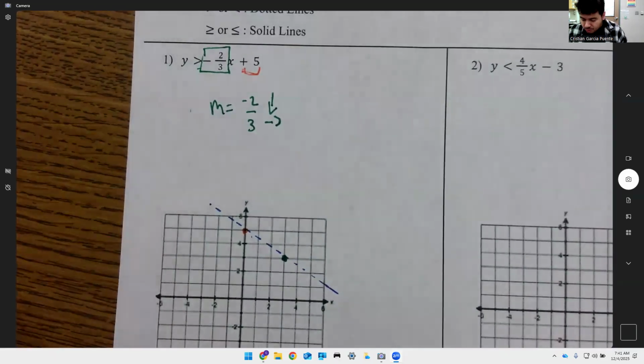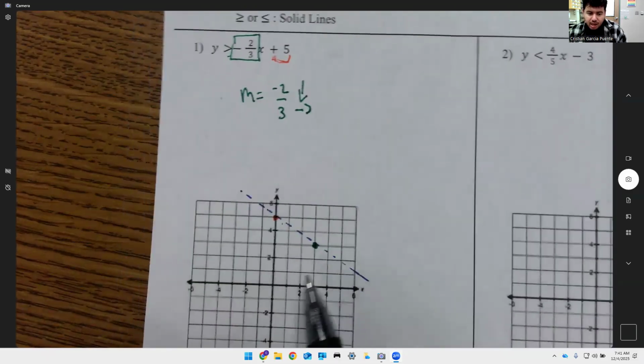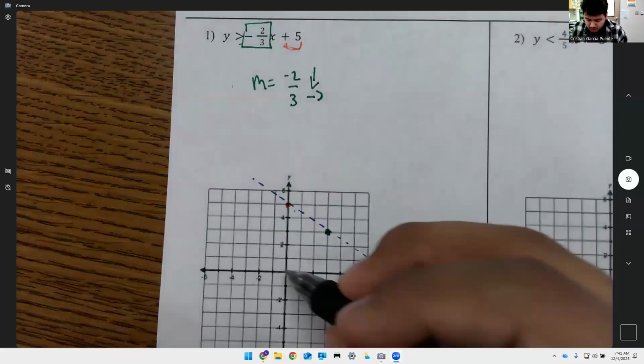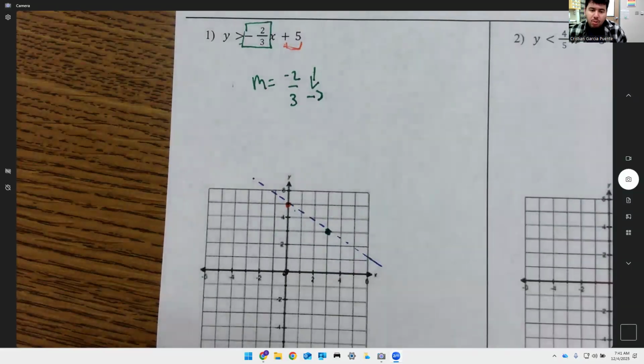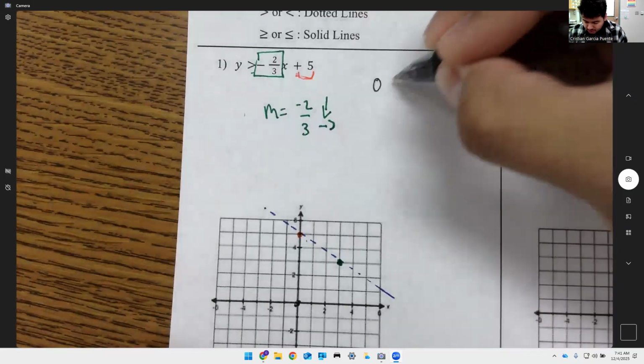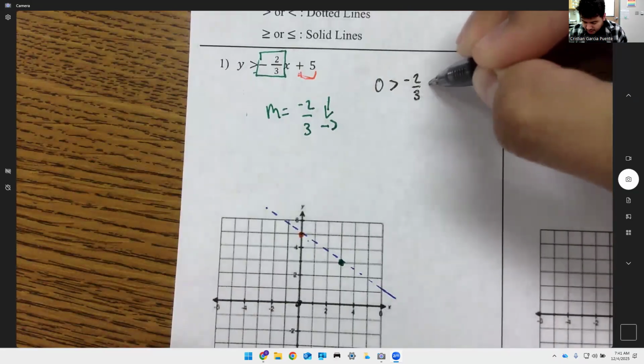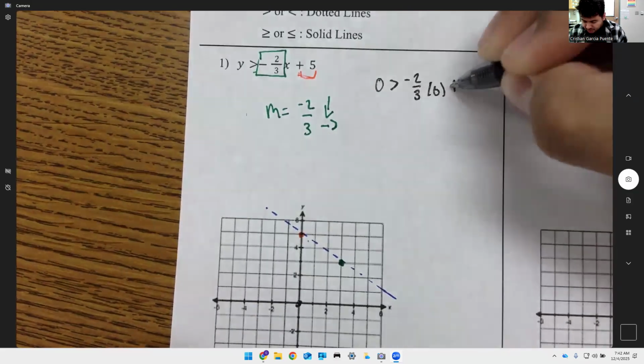And now the next thing we have to do is, I would always recommend you choose a point on one of the sides of this line. I always recommend the easiest point. So 0, 0 right here. Always choose that point. So go to your equation and plug in 0 for x and 0 for y. So over here we have 0 is greater than negative 2 over 3 x. So we put it as 0 plus 5.